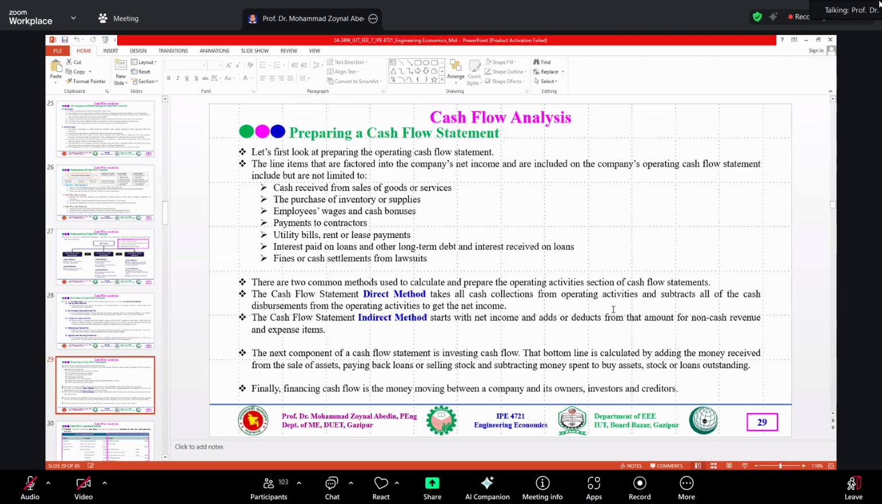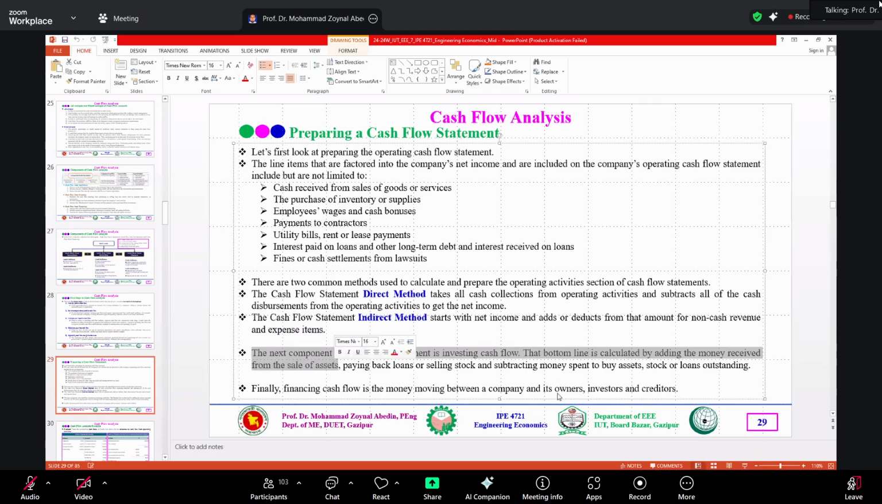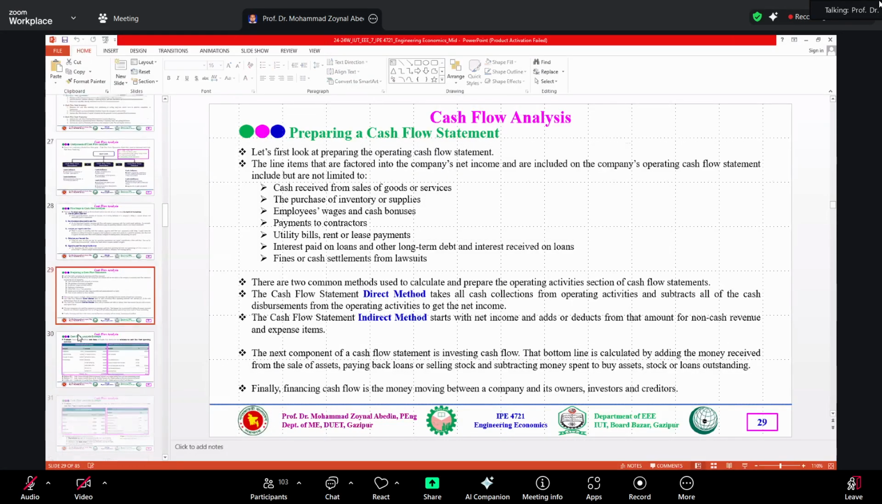Finally, financing cash flow is the money moving between a company and its owners, investors, and creditors. Okay, this is the general guideline to prepare a cash flow statement. First, this one is talking about the cash flow statement from operating activities. This one is for the investing activities. Finally, the cash flow statement for financing activities.